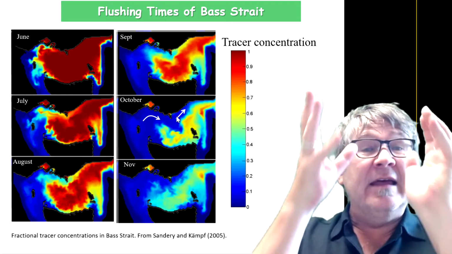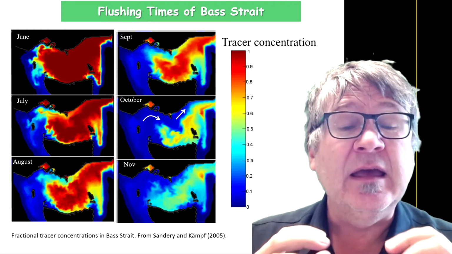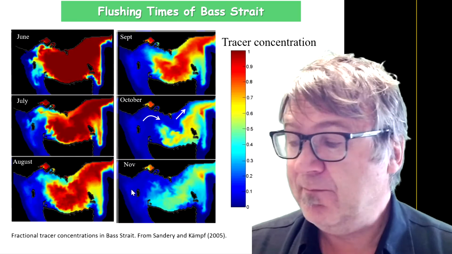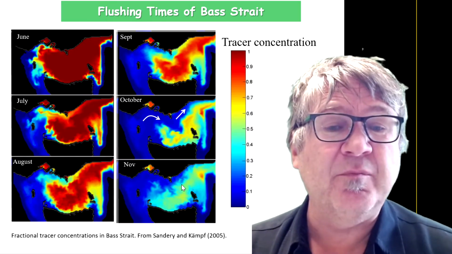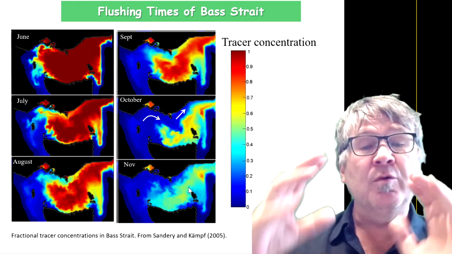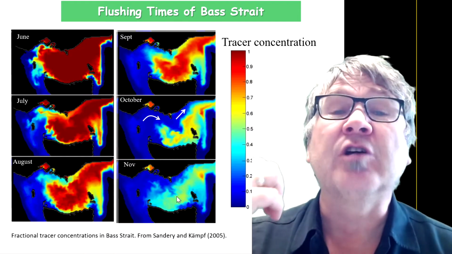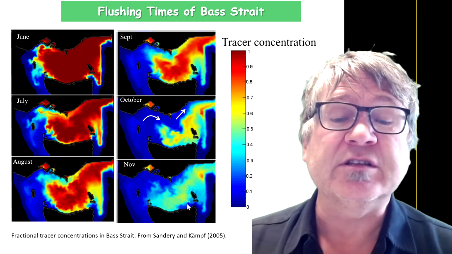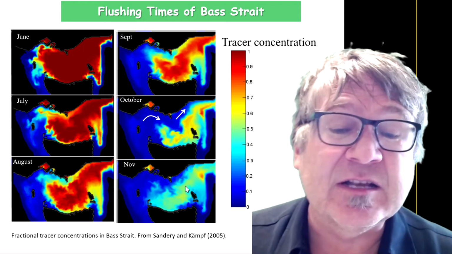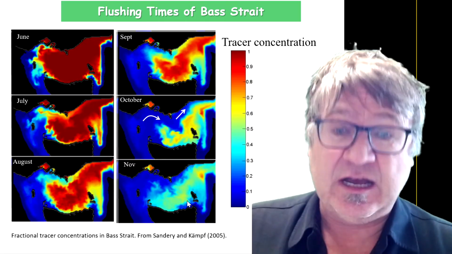You can also identify regions which, even after 6 months, have the highest remnant tracer concentration. Here in November, you can see areas which still have concentrations exceeding 60%, so 60% of the original water is still in these areas. These are regions of slow flushing, where if you have an oil spill, it is much harder to manage, because that water stays in here much longer.